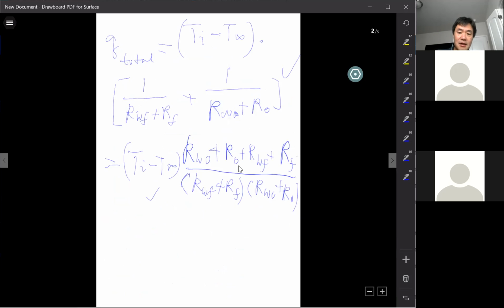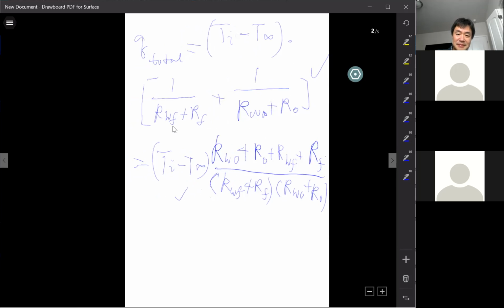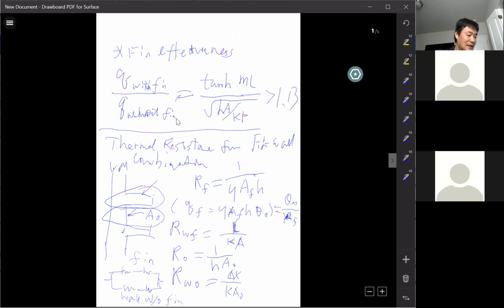Please be careful. Depending on the application, sometimes we want to calculate just the fin heat transfer. For example, if you want to calculate the efficiency, you just need the fin heat transfer. You don't need the total heat transfer. But if you want to calculate the fin effectiveness, you need to know the total heat transfer, with the fin and with the wall. Then you have to use this Q equation. Okay, that makes sense.